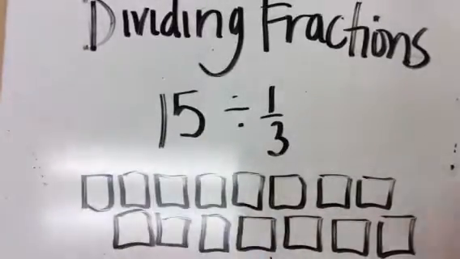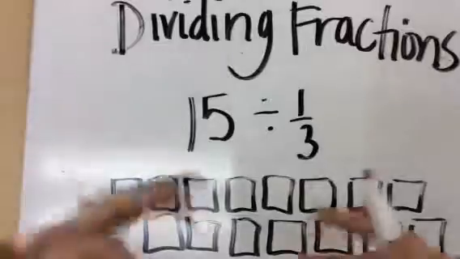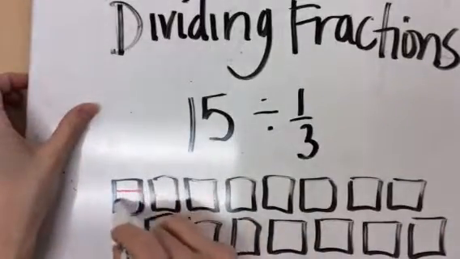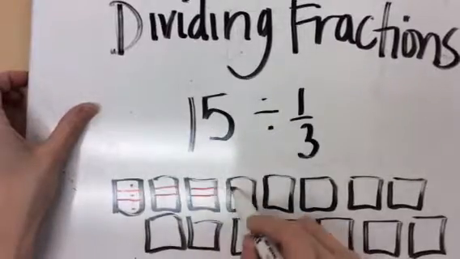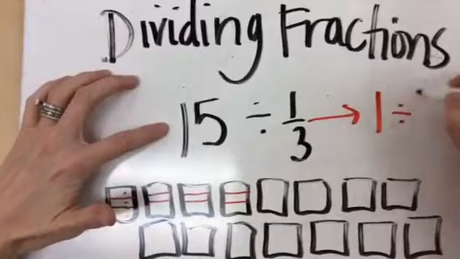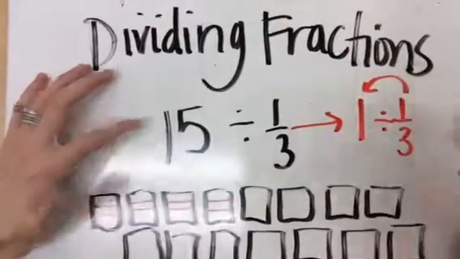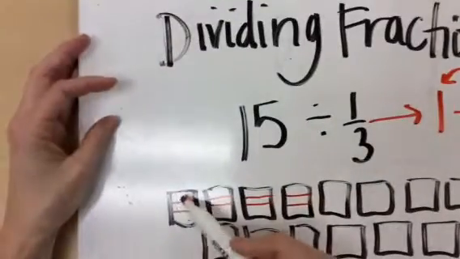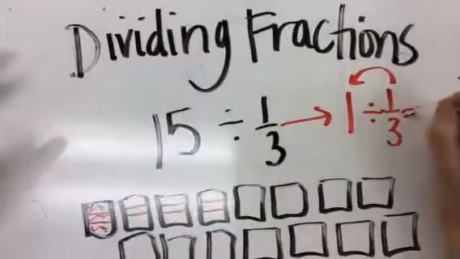So I have 15 of something, and I'm dividing it up into 1/3 pieces. So here are my 1/3 pieces. If I was just going to take 1 and divide it by 1/3, how many thirds go into 1? Well, there'd be 3. If I have 1 whole, there'd be 1, 2, 3. So my answer would be 3.